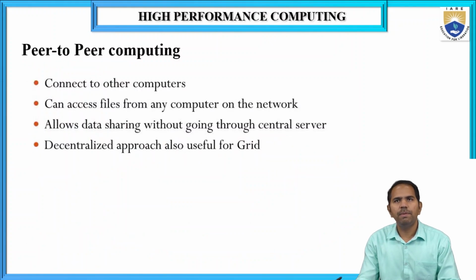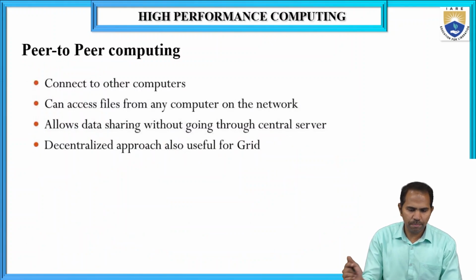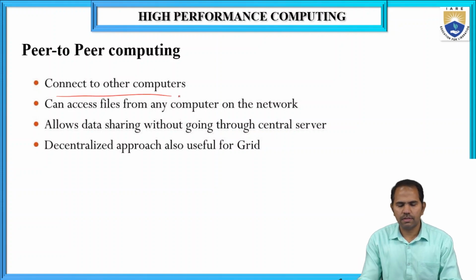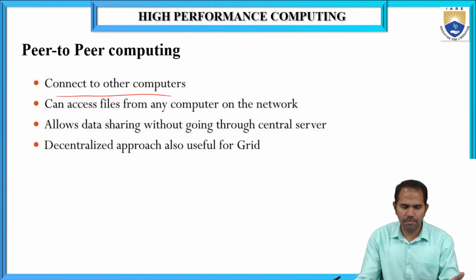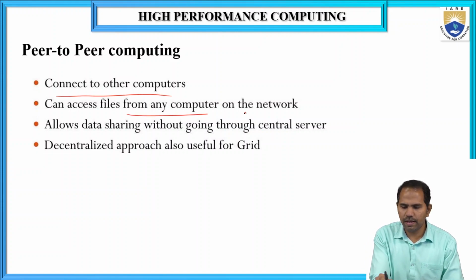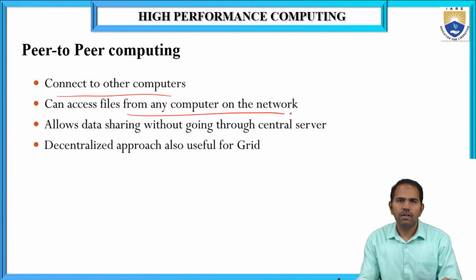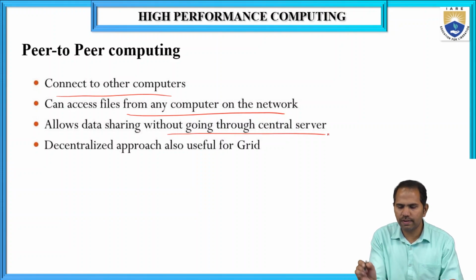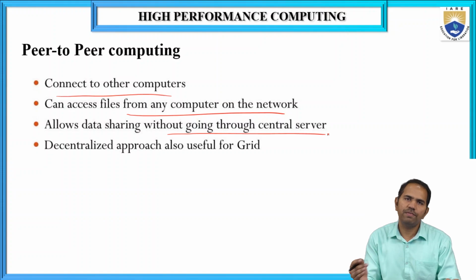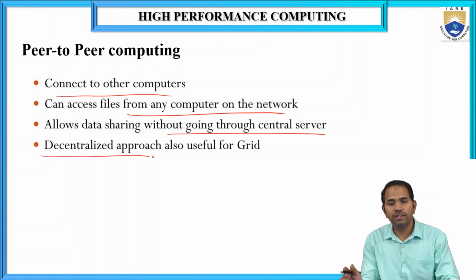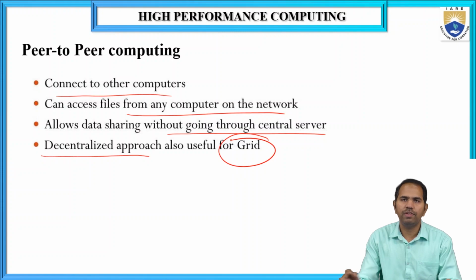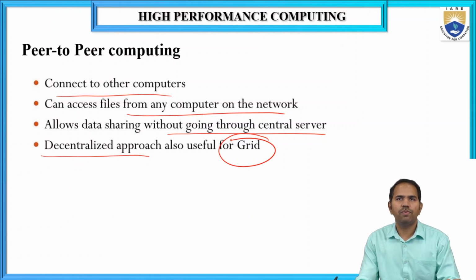Now the second type is P2P computing. P2P means connecting to other computers, and you can access files from any computer on the network without the permission of a central server, allowing data sharing without going through a central server. The data can be shared from anywhere to anywhere. That concept is called the decentralized approach. This is very helpful and very useful for grid computing.